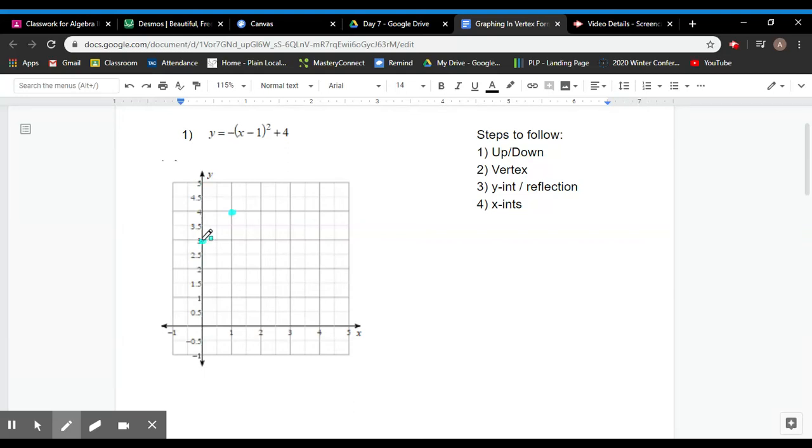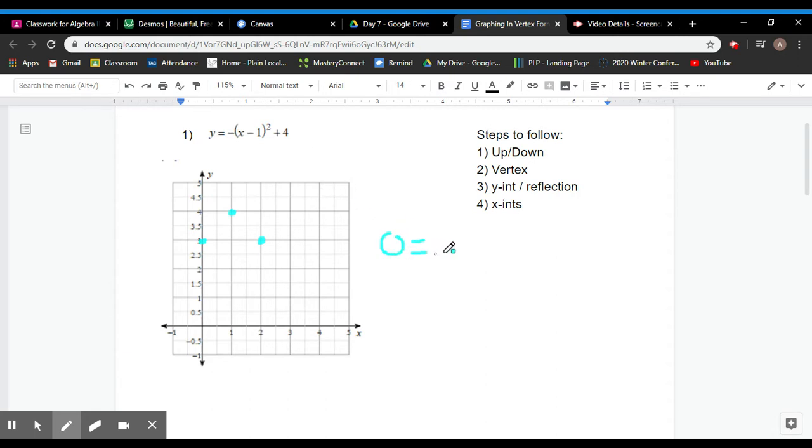I have to redo my points here. All right, so far this is what we have. We have our vertex at (1, 4), a y-intercept at (0, 3), and its reflection point at (2, 3). The last step is to find the x-intercept by plugging in 0 for y and solving this equation.